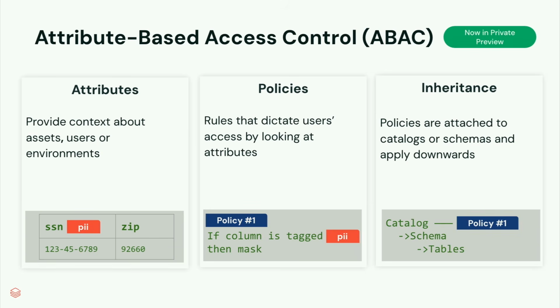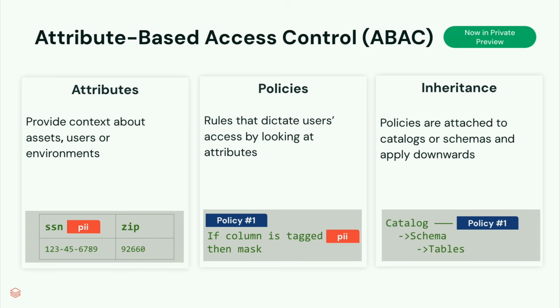ABAC also consists of policies. These are rules that dictate users' access by looking at attributes. So an example policy could be if column is tagged as PII, then mask the column. And what's awesome about ABAC is inheritance is followed across the UC hierarchy chain, unlike traditional RLS CM, right? So policies are attached to catalogs or schemas, and they apply downwards.